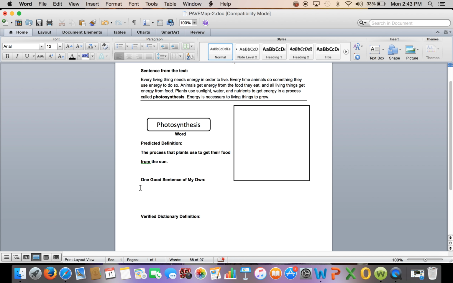And next, you're going to have them write one good sentence using the word photosynthesis that demonstrates an understanding of its meaning from your predicted definition. So, for example, I'll write the flower uses photosynthesis to make its own food and grow taller.